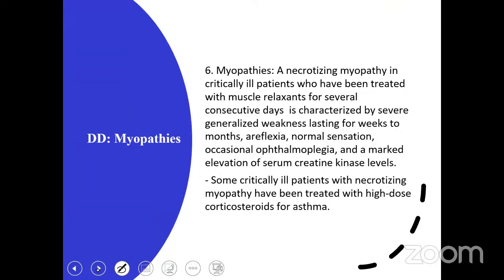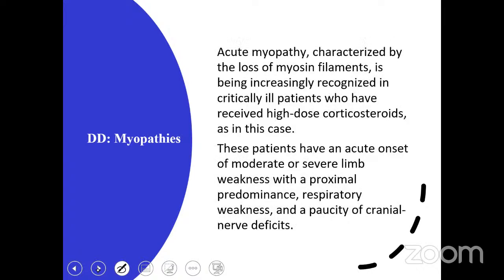Now we've seen the neuropathies in this differential diagnosis, then neuromuscular junction abnormalities, and now myopathies. A necrotizing myopathy in critically ill patients who have been treated with muscle relaxants for several consecutive days is characterized by severe generalized weakness lasting for weeks to months, areflexia, normal sensation, occasional ophthalmoplegia, and a marked CPK rise. Some critically ill patients with necrotizing myopathy have been treated with high-dose corticosteroids for asthma. So that is a complication of steroid treatment.